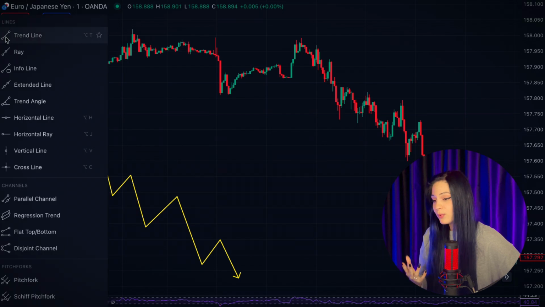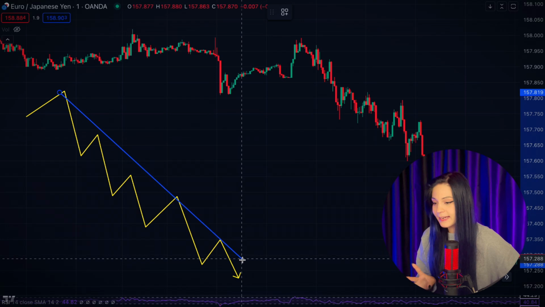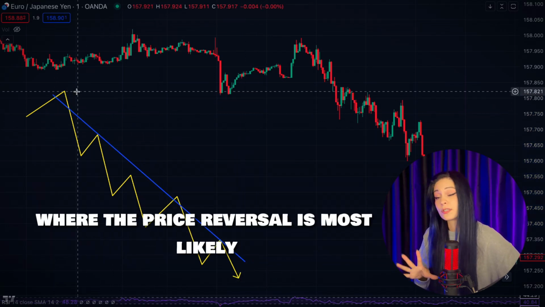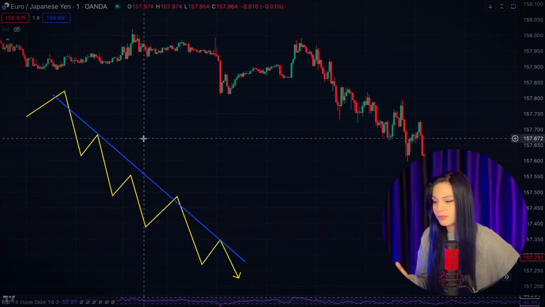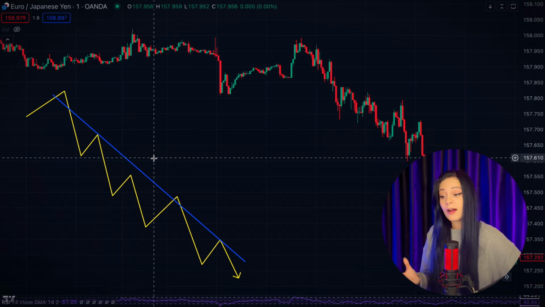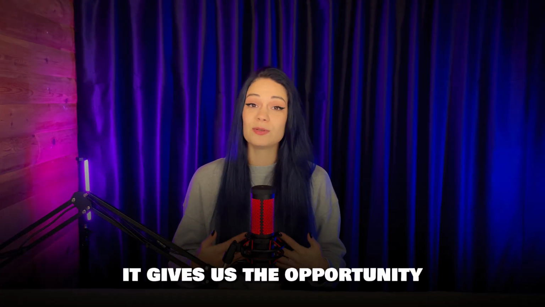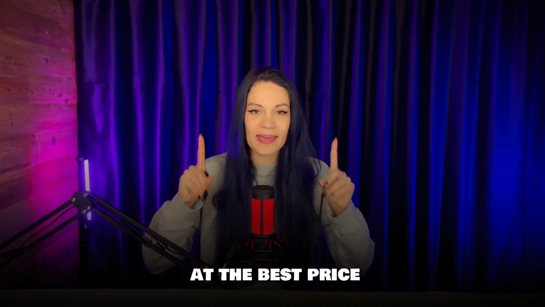So our main pullback strategy involves trading on the trend line. That is when we draw the key level, we determine the key level where the price reversal is most likely. And this is when we analyze each of these rebound points. And if they are on our key level, this is the potential entry for the downtrend. That is why pullback trading is my favorite strategy, because it gives us the opportunity to enter into the transaction with the trend at the best price.